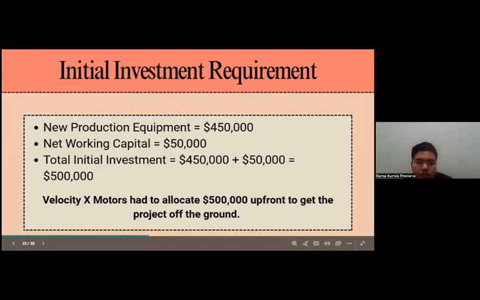So the first calculation is the initial investment needed for Velocity X Motors. This includes the new production equipment of $450,000 and $50,000 allocated to net working capital. In total, the company has to commit $500,000 upfront to get the project off the ground.